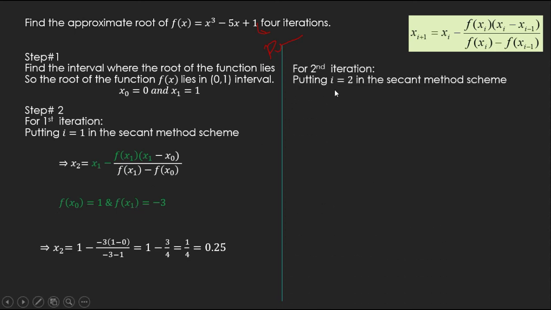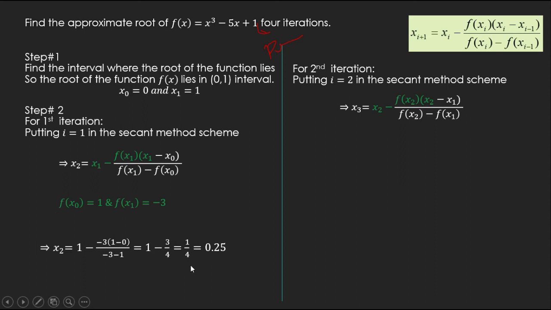So for the second iteration, just put i equal to 2 in the secant method scheme. By substituting i equal to 2, we will get x3 is equal to x2 minus f of x2 into x2 minus x1 divided by f of x2 minus f of x1. So we have the value of x2, which is 0.25. Also we have the value of x1, which is 1. We have the value of f of x1, which is minus 3.